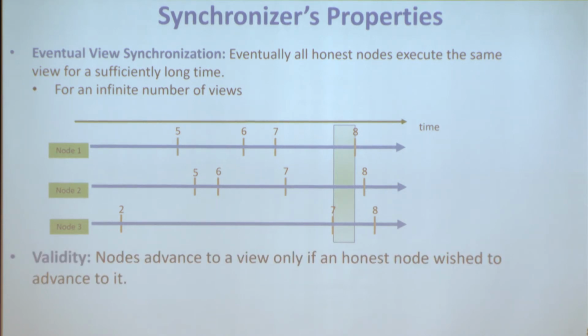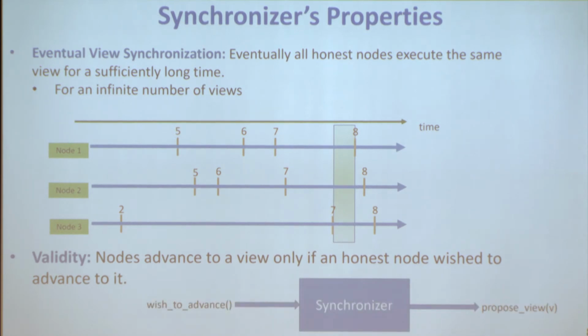The second property is named validity, meaning that nodes advance to a view only if an honest node wishes to advance to it. So a synchronizer will not signal to any honest node in the system view 8 unless there exists some honest node in view 7 which called wish to advance. This is what we call validity, and a synchronizer, in order to fulfill our specification, has to satisfy both properties.